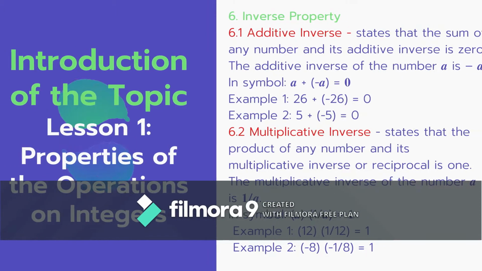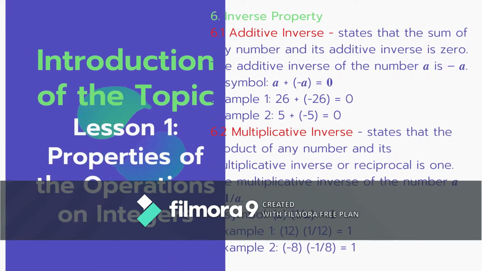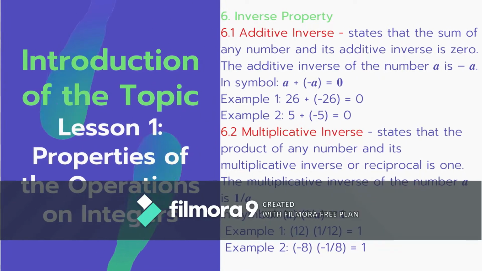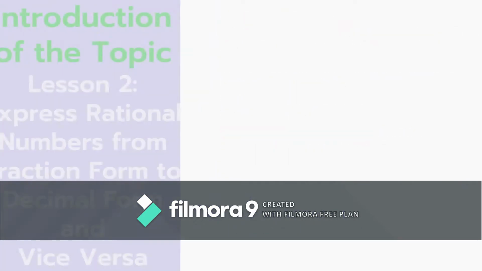Inverse property. Additive inverse states that the sum of any number and its additive inverse is 0. The additive inverse of the number a is negative a. Multiplicative inverse states that the product of any number and its multiplicative inverse or reciprocal is 1. The multiplicative inverse of the number a is 1 over a.